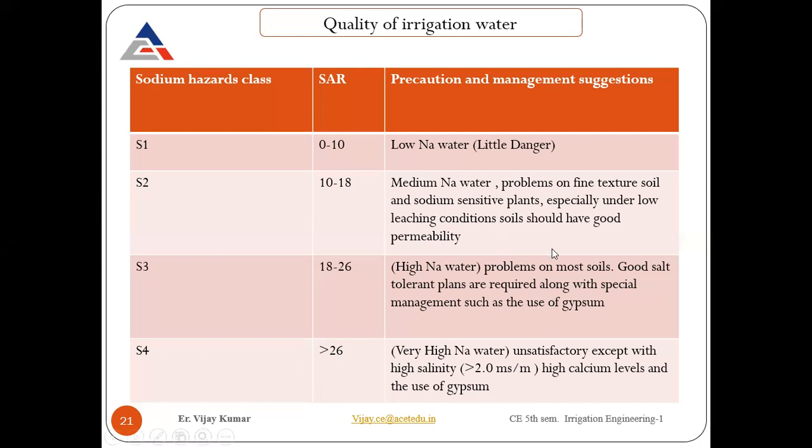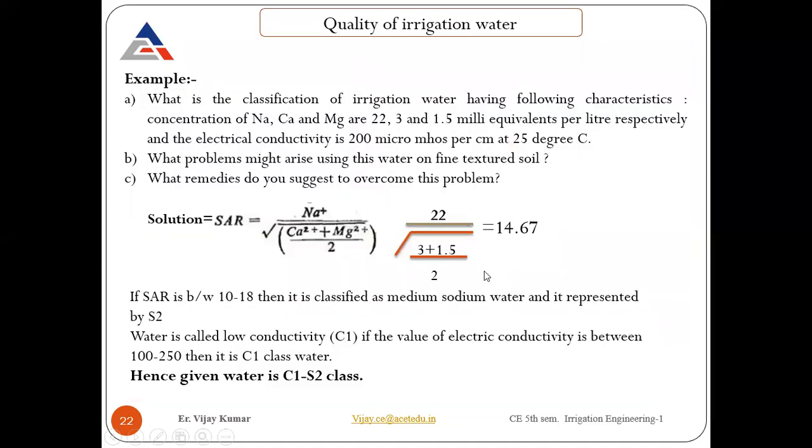In that case it's good. Soil should have good permeability, fine. Especially under low leaching condition, soil should have good permeability. If the leaching condition is low, in that case, the condition of permeability should be there. So these are the problems it will create here. So in S2 it's coming.